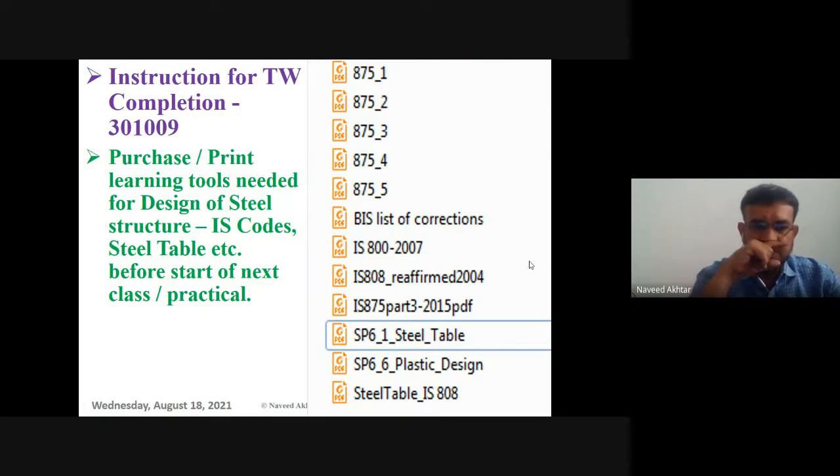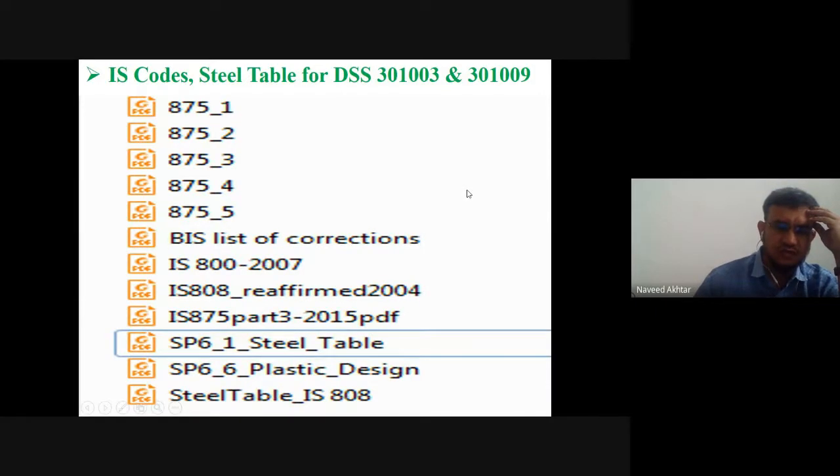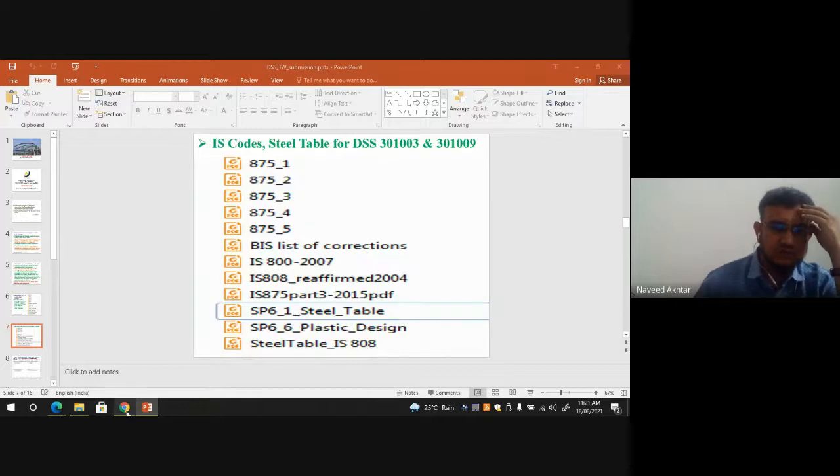So learning tools and learning material should be downloaded and printed as per requirement, because in the examination you are allowed to use IS codes and steel tables. These are permitted in design of steel structures. Also, for the lab work, if you are going to design an industrial building, from purlin to roof truss, gusset plates and connection plates, the girts, the beams and the columns and the gantry girder, etc., you need guidelines from the code, and those guidelines help you to analyze and design your steel structure members. So these codes are very important. You should have all these codes with you for design of the steel structure.